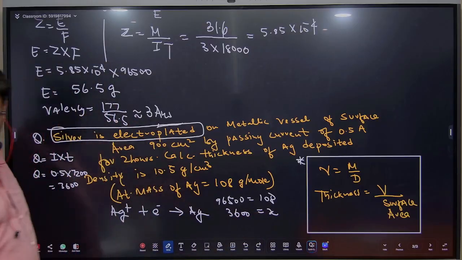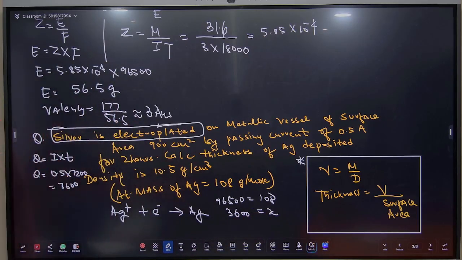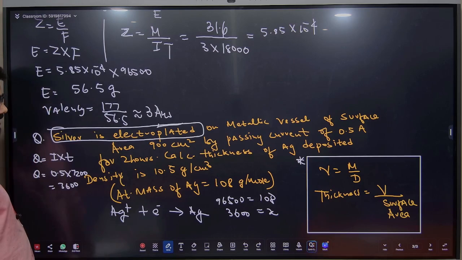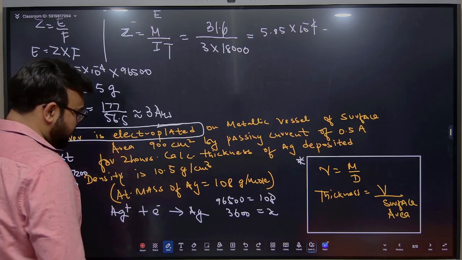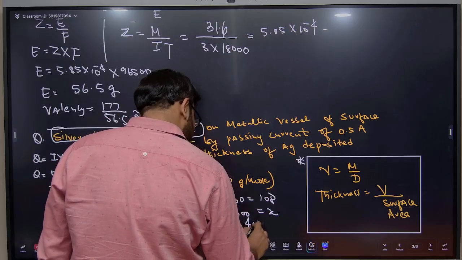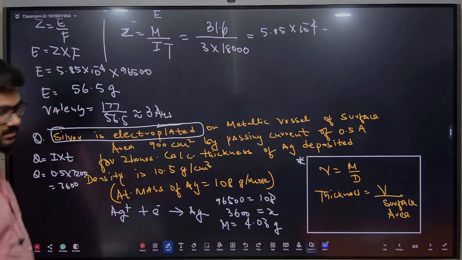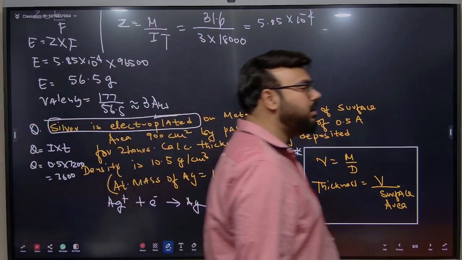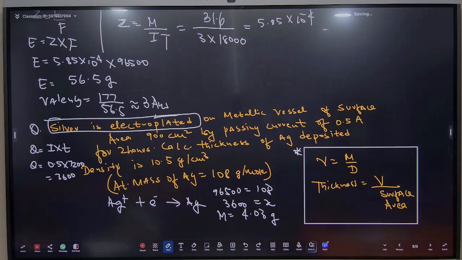I'm just saying, you can do it by unitary method also, right? You can calculate the charge and you can do it, right? Up to you. You can do however you want. So in that way, you will get to know the mass directly, right? You don't have to do m is equal to z into I into t. You can do it directly. Correct? So what will be the x? The mass will be 4.03 gram. M is coming as 4.03. Just see to it. Everyone check. You can either do it directly using formula or you can do it using unitary method. Up to you, your wish.